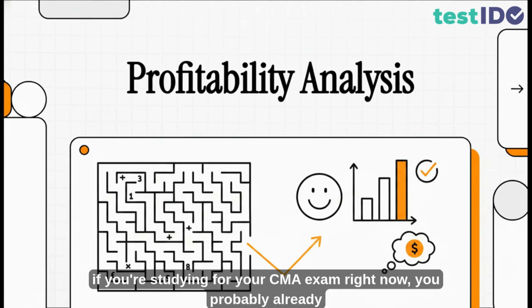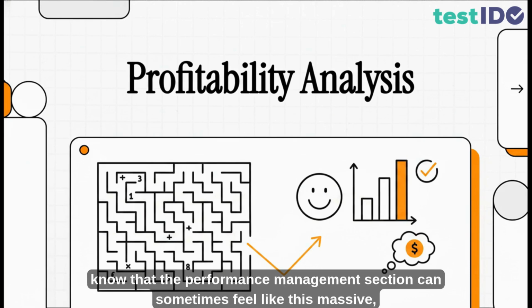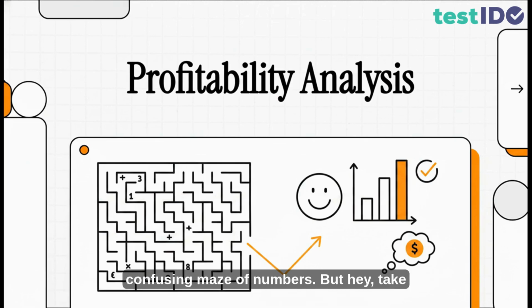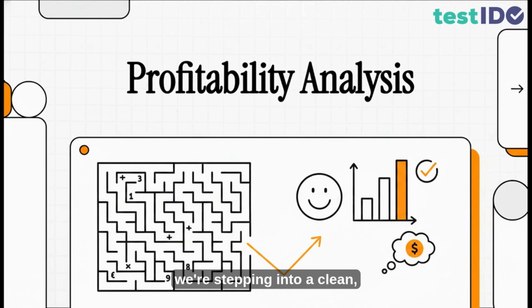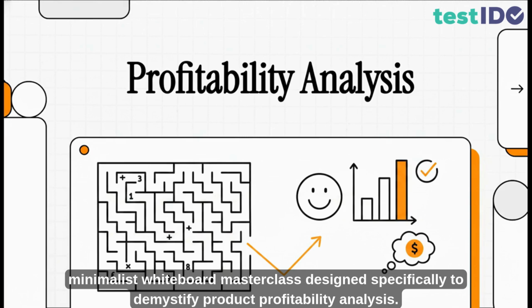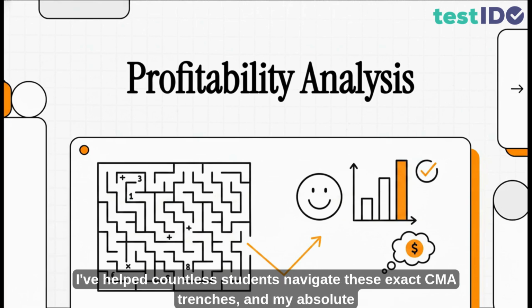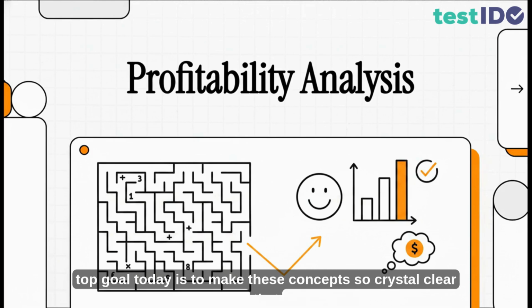Look, if you're studying for your CMA exam right now, you probably already know that the performance management section can sometimes feel like this massive, confusing maze of numbers. But hey, take a deep breath because you're exactly where you need to be. Today, we're stepping into a clean, minimalist whiteboard masterclass designed specifically to demystify product profitability analysis. I've helped countless students navigate these exact CMA trenches, and my absolute top goal today is to make these concepts so crystal clear that you'll literally be smiling when you see them on exam day.